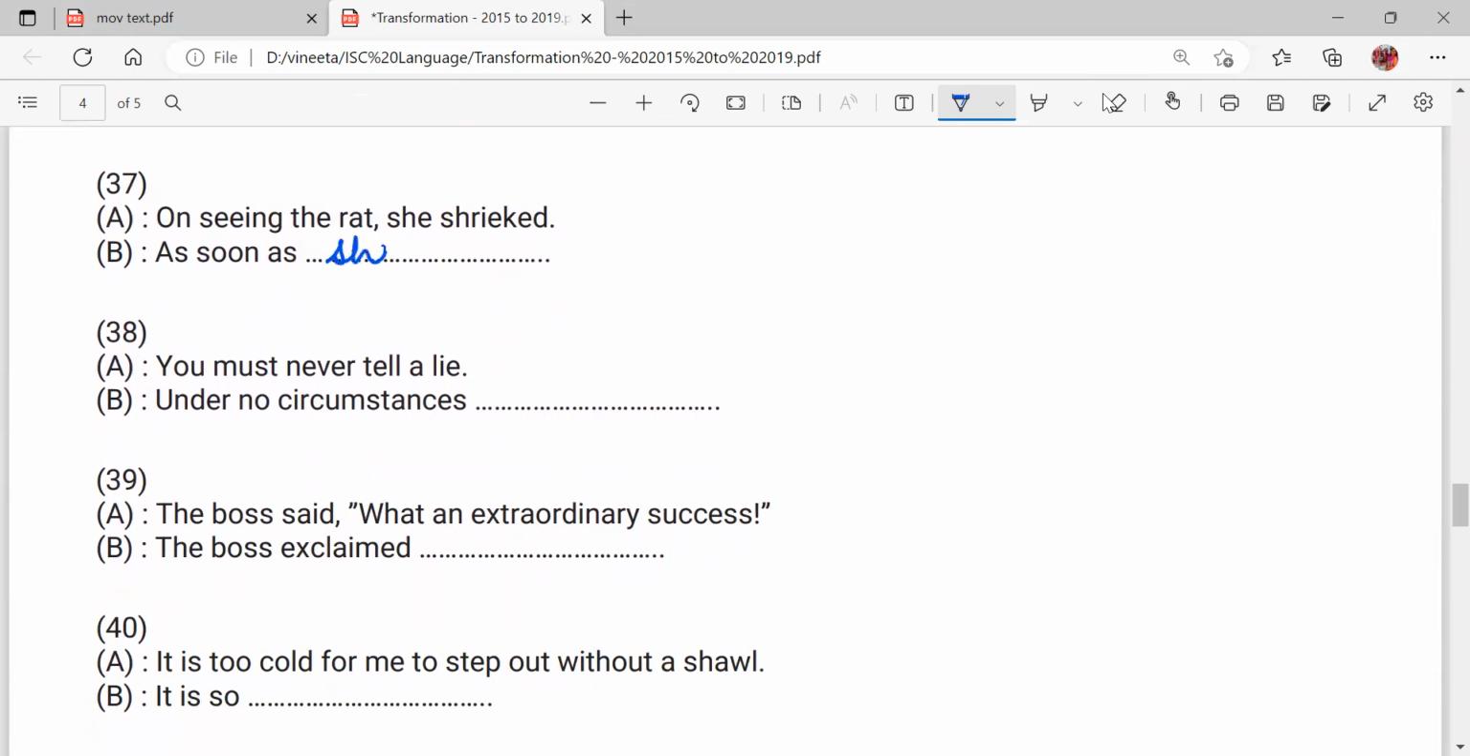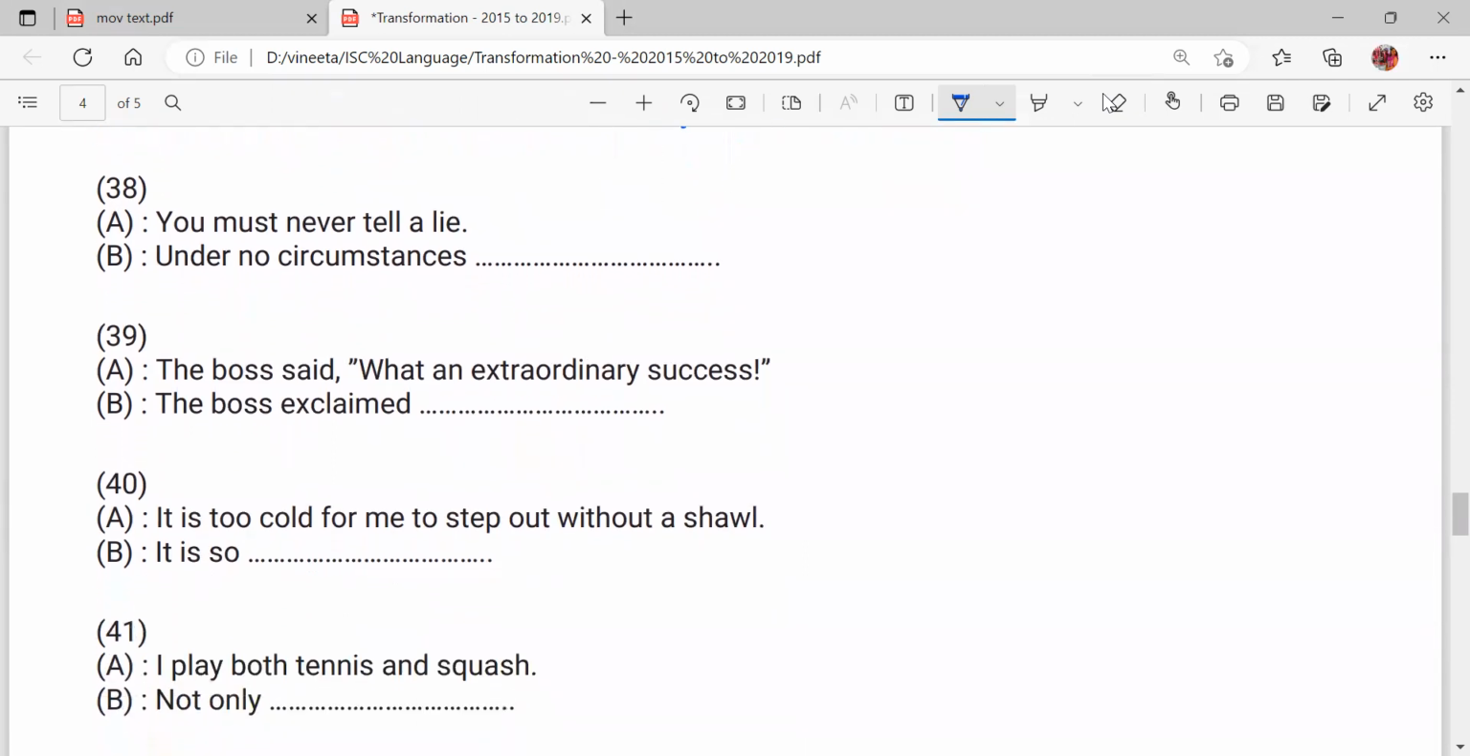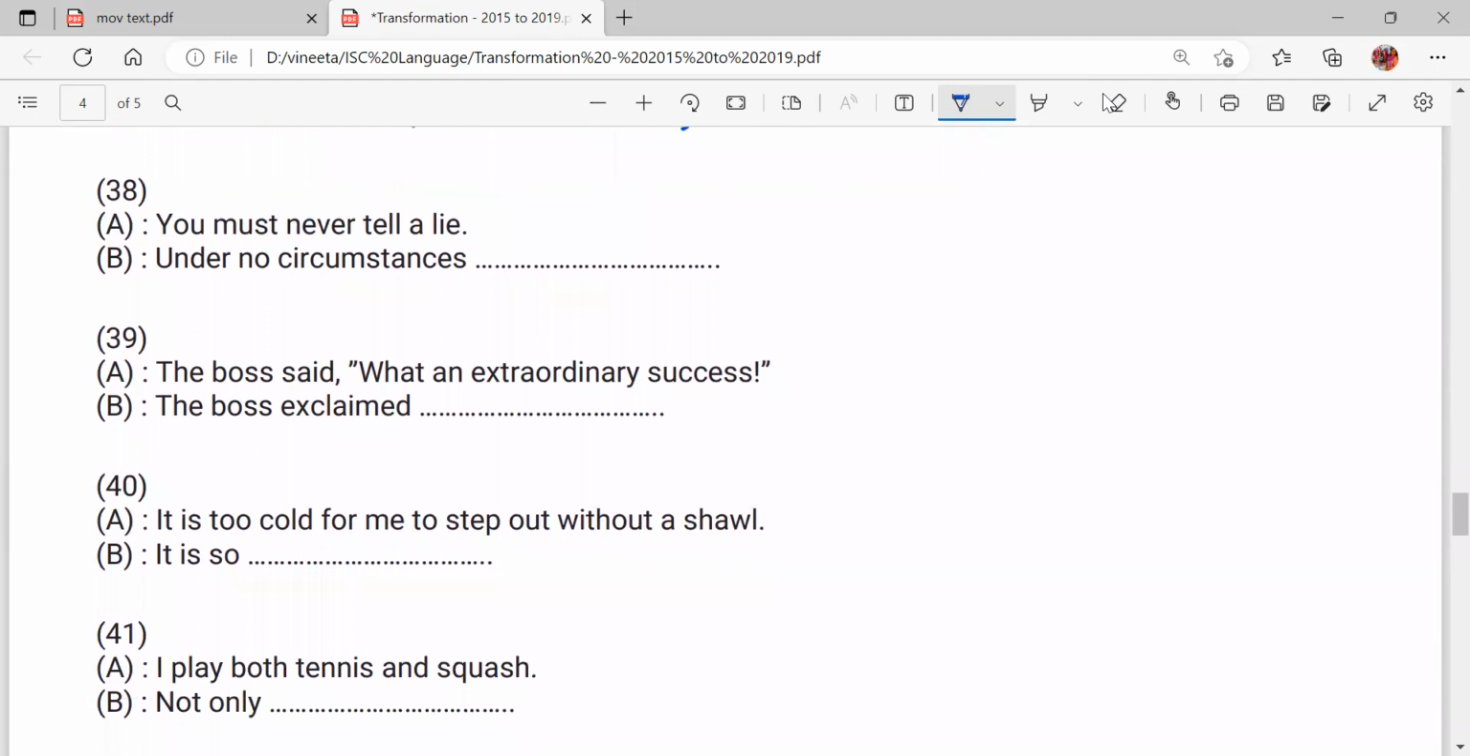On seeing the rat, she shrieked. As soon as she saw the rat, we come to know about the tense from this shrieked here. As soon as she saw the rat, comma, she shrieked. Right? You must never tell a lie. Under no circumstances should you tell a lie.